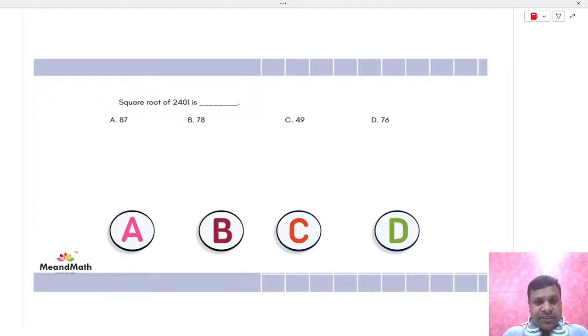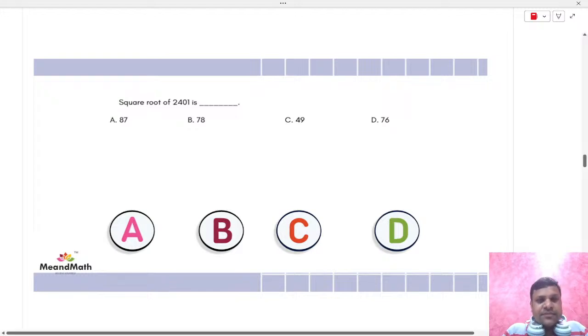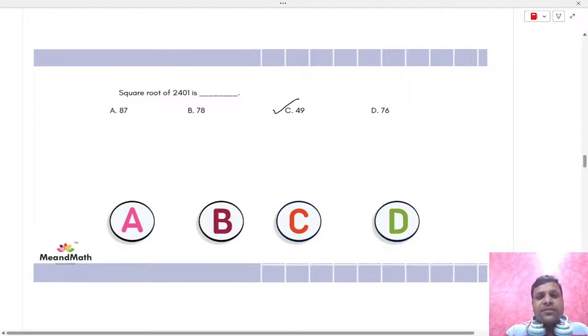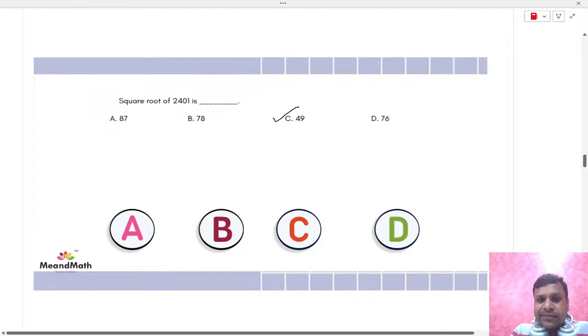Arsab Gupta says 49. Okay. Prachi and Devsri, what's your answer? 49. Yes, 49 is the correct answer. 2401, इसको मैं both method प्राइम फैक्टराइजेशन एंड लॉन्ग डिवीजन से सोल्व करते हैं. सो लॉन्ग डिवीजन से मैं यहां पर सोल्व कर देता हूं.